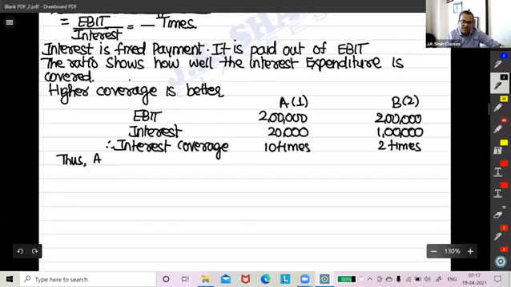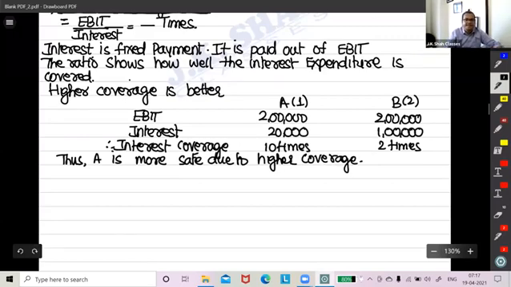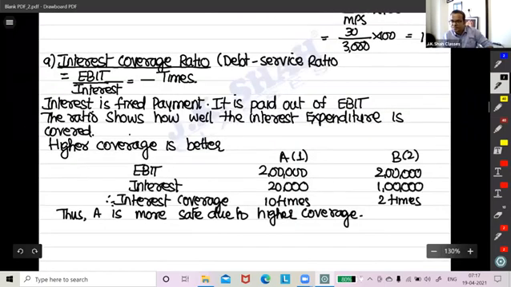Thus, he is more safe due to what? Higher coverage. Okay. Interest coverage, no? You also write one name over here, also known as debt service ratio. Interest coverage ratio is also known as what? Debt service ratio. Okay.